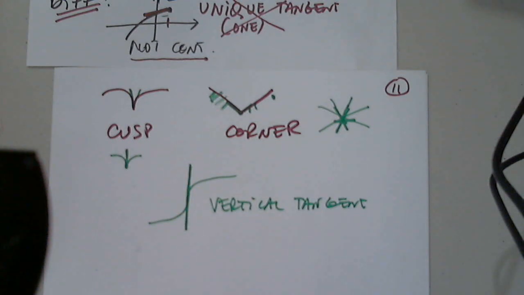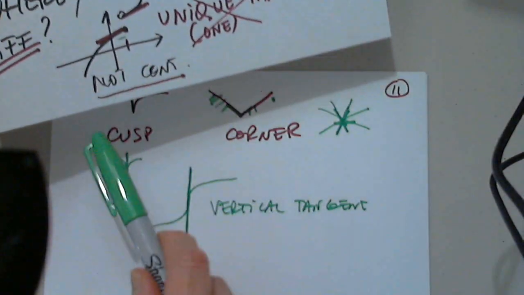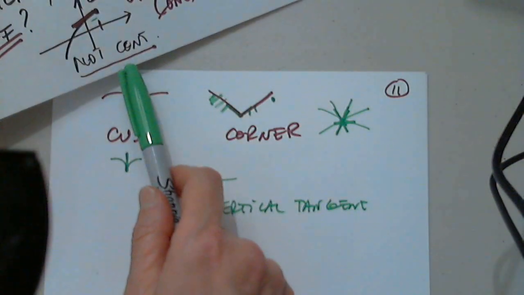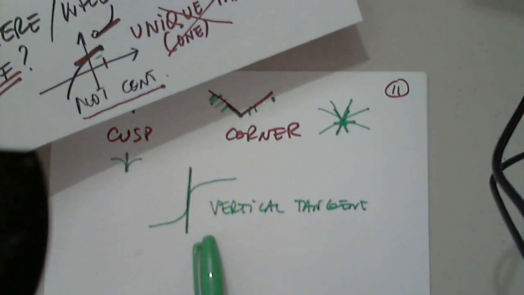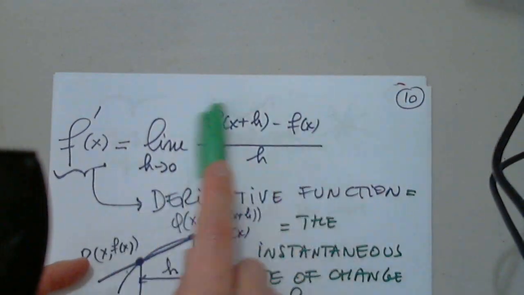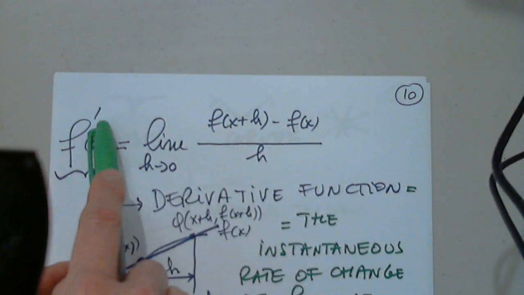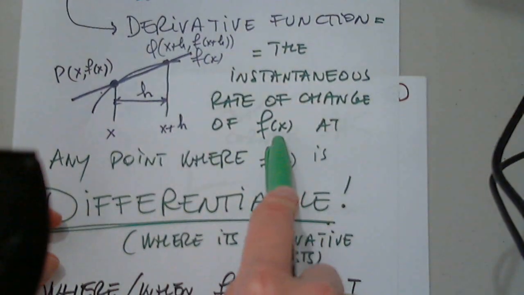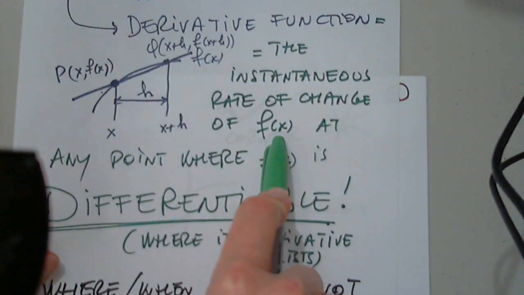So in these situations, the function f of x is not differentiable: not continuous, cusp or corner, or vertical tangent. This function does not exist because the limit does not exist. So if this function doesn't exist, this function is not differentiable.